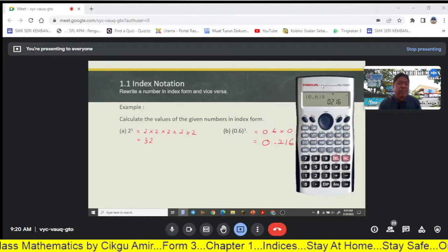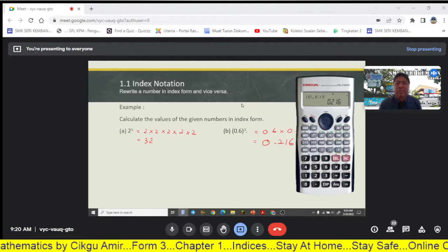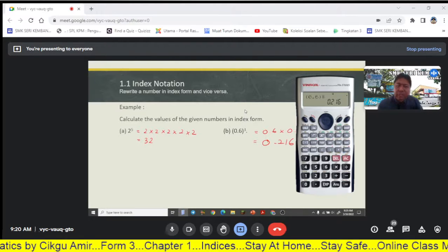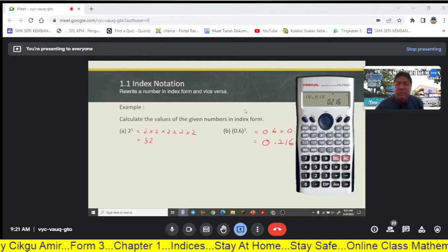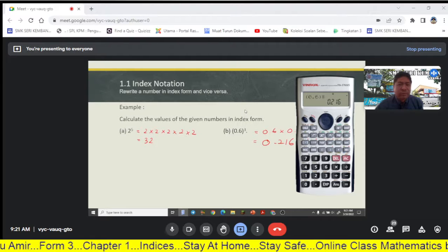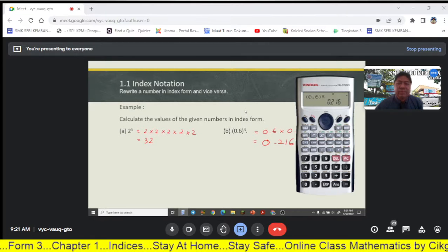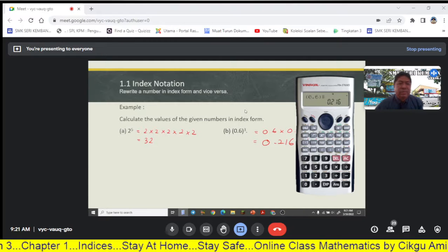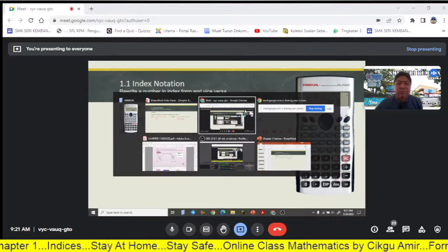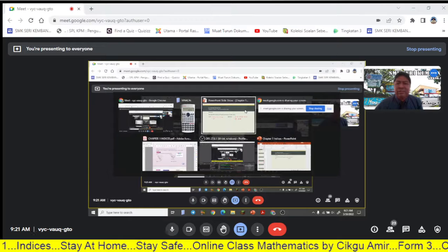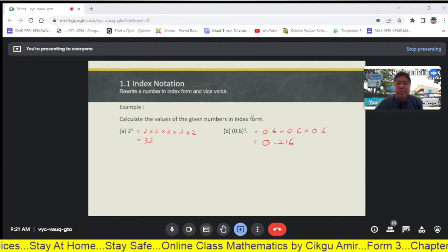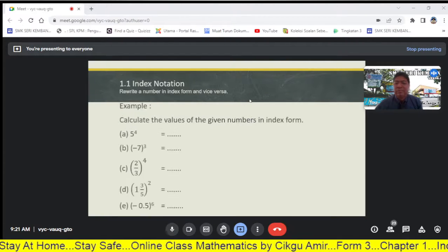If you have it, it will be faster. A lot more. Okay, any question? If no question, we move to the last example.